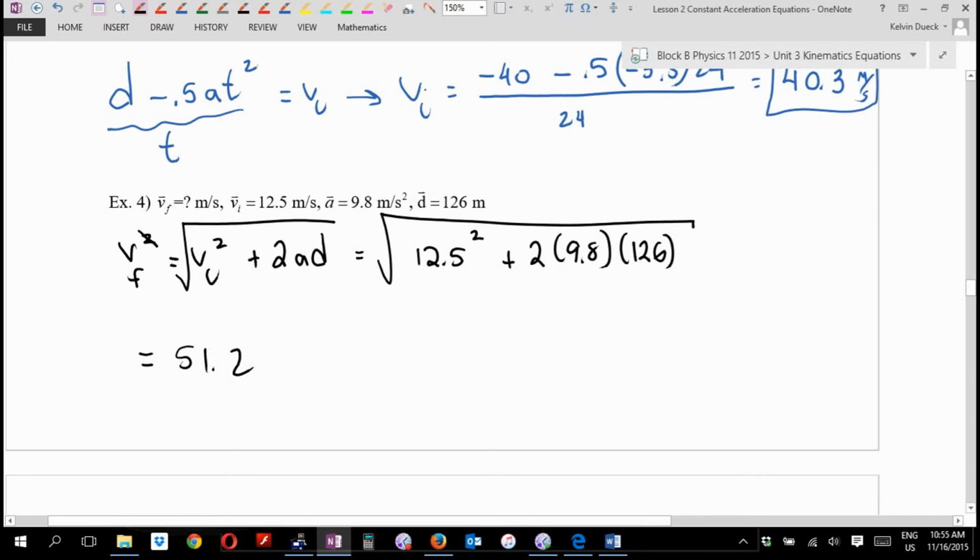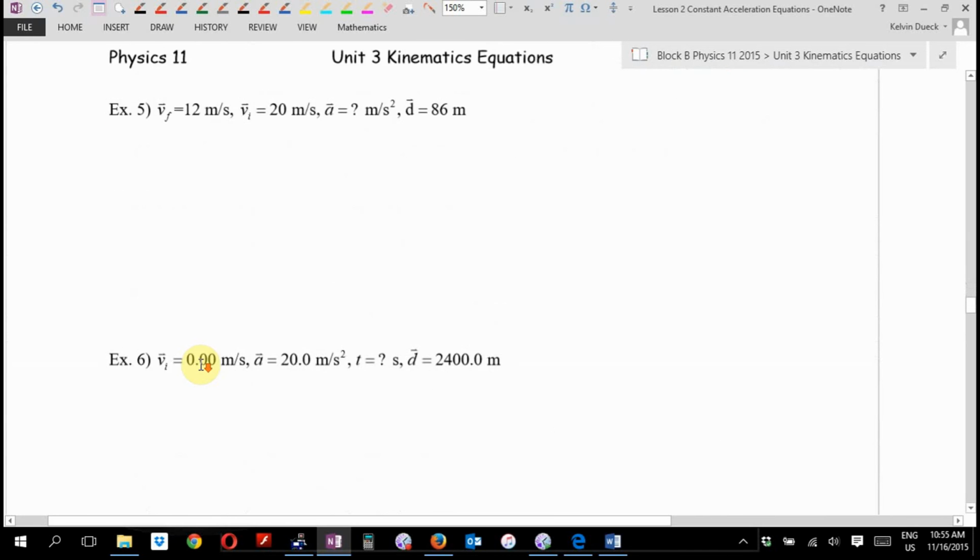51.2 what? It's a velocity we just found. If I was clever, I would have told you it's worth memorizing what units go with what. Again, Luke, what are we really saying? If you start out going 12.5 meters per second, and you accelerate at 9.8 meters per second squared, and you're only allowed to travel 126 meters, at the end of that, you're going to be going 51.2 meters per second. 2 more, we're done.